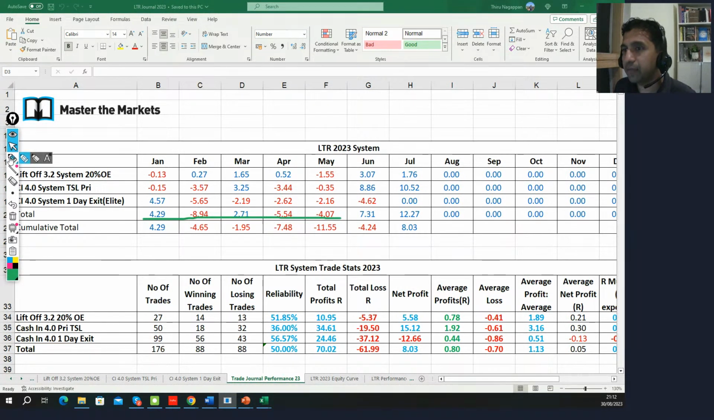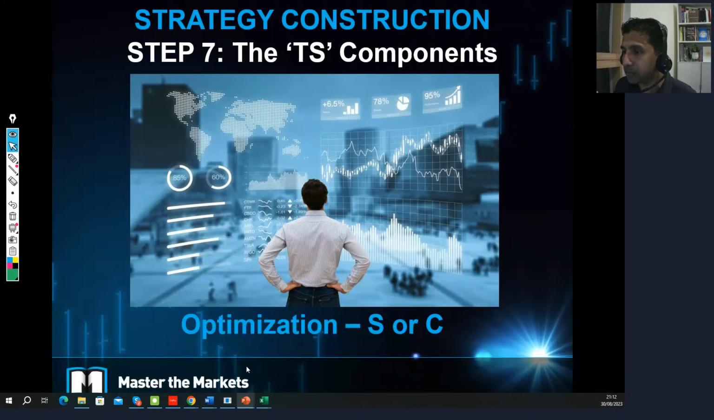Cumulative, about 11.55%. Now, if you do not know your drawdowns, when it comes to your optimization component, you might start to think, okay, I should stop already now and keep optimizing it. No, you shouldn't. The most important thing in the last component of your trading system is to know when to stop or when to continue.